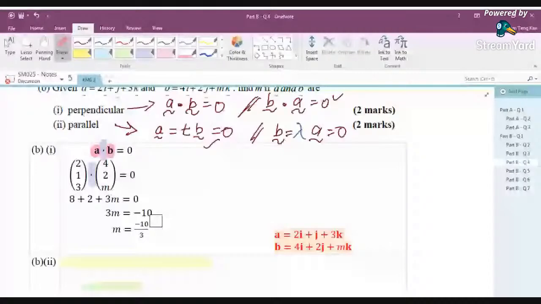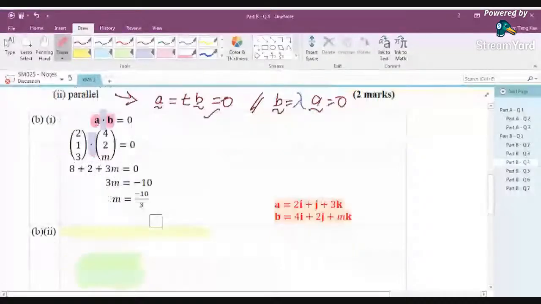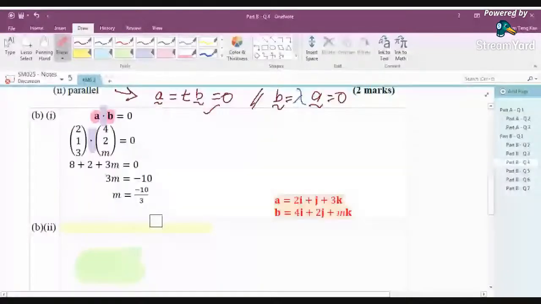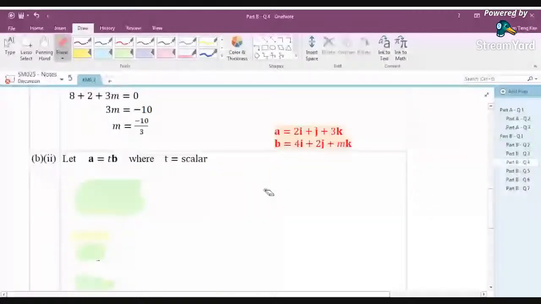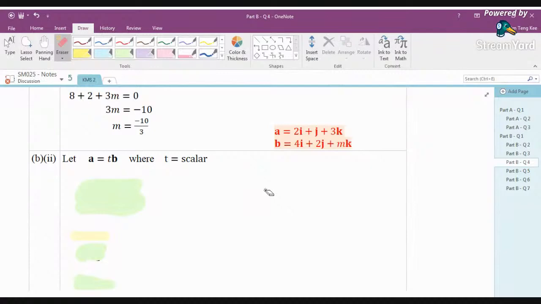Okay, go on. If let's say the case of parallel, we are going to consider the case that they are scalar multiples of each other, where this is my assumption. I let A equals to TB, where T is a scalar. I need to mention T is a scalar. So this is the statement to imply that they are scalar multiples of each other. Then with that, I substitute accordingly. Vector A and vector B multiplied with T.